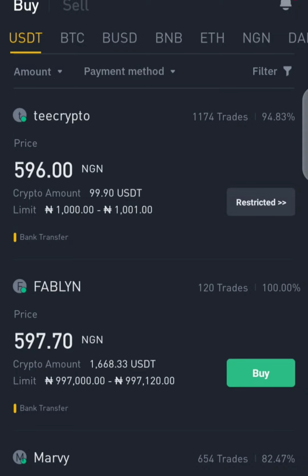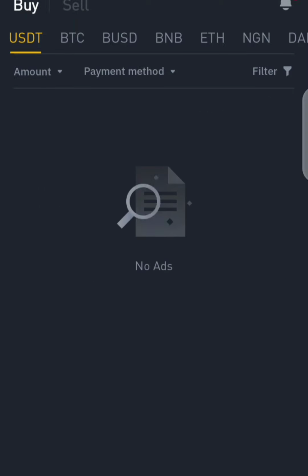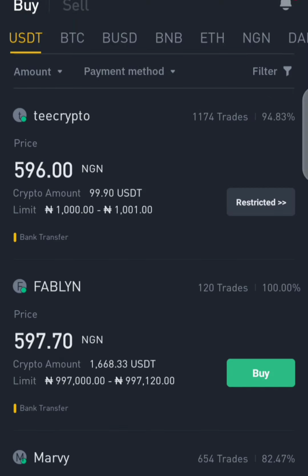Now when you click on the P2P, what you should take note of is at the top left you will see buy and sell. So what we'll be looking at first is the buy aspect. The buy aspect simply means you have Naira, you have your fiat currency, you have your Ghanaian cedis, you have other local currency in your account, and you want to trade it for cryptocurrency.